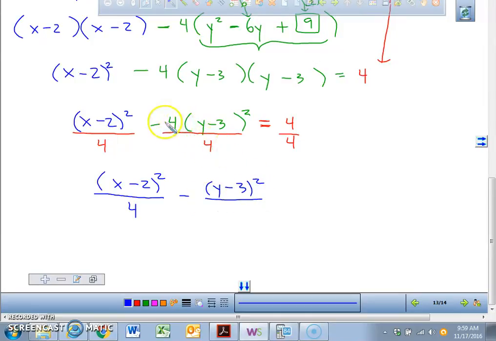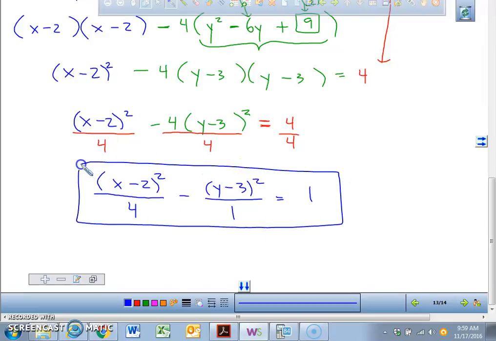Now, even though these 4's cancel out to a 1, make sure you leave a 1 in the denominator, okay? This is your final answer. I want you guys to understand something. That 4 represents your a squared. That 1 represents your b squared. So go ahead and take that and transfer it over to your paper.